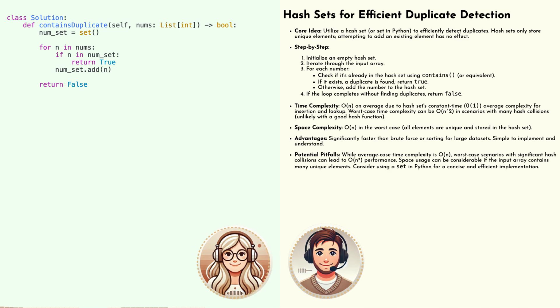On average, this approach, using a hash set, lets us solve this problem, the contains duplicate problem, that is, with the time complexity of O(n), which basically means the time it takes grows linearly with the number of elements in our array. It's a massive improvement over that brute force approach, which, remember, has a time complexity of O(n^2).